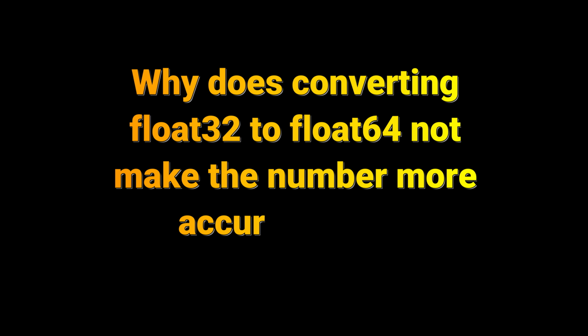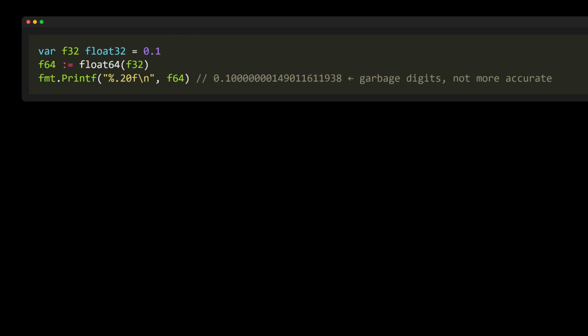Question: why does converting float32 to float64 not make the number more accurate in Go? Converting a float32 to float64 does not add precision because the original value was already rounded when it was stored as float32. When you convert it to float64, Go only keeps the same rounded value but shows it with more digits. The extra digits are not real accuracy. They just reveal the old rounding error.